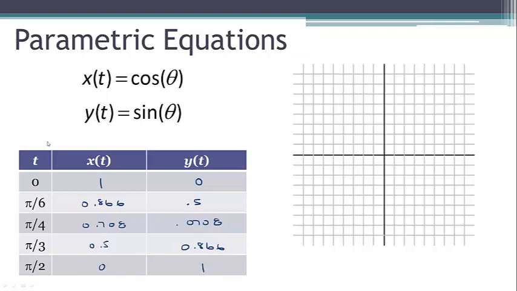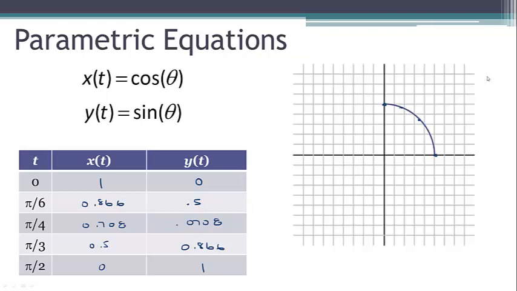Now, if I plot these points, letting 5 grid lines be 1 unit, so it's easier to see, and draw the smooth curve connecting them, we get a quarter circle. Which makes sense if you look at the original functions.